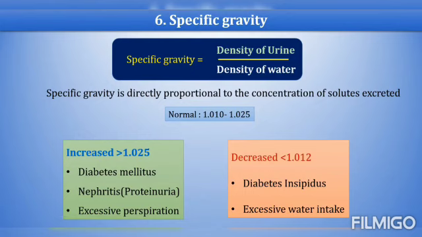Then sixth property is specific gravity. Specific gravity is equal to density of urine divided by density of water. The specific gravity is directly proportional to the concentration of solute excreted. The normal specific gravity is about 1.010 to 1.025. If the specific gravity is more than 1.025, that is in the case of diabetes mellitus and nephritis. If the specific gravity is decreased, it is in case of diabetes insipidus.